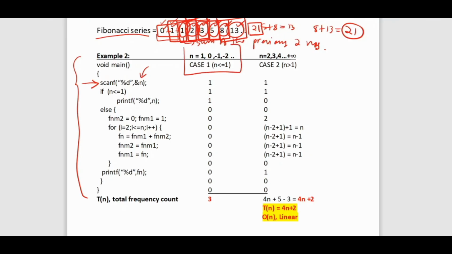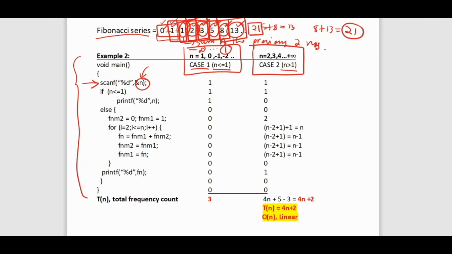Case 1 is if the input value for n here is less than or equal to 1. The second case is if the input value for n is greater than 1. Under case 1, n is less than or equal to 1, so the value of n would start from negative infinity up to 1. The largest value in this range is 1.